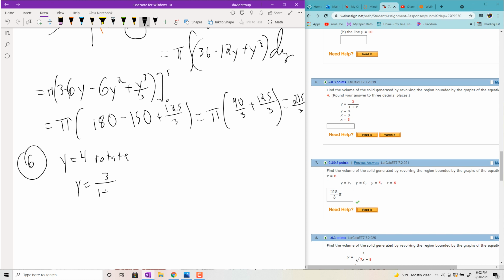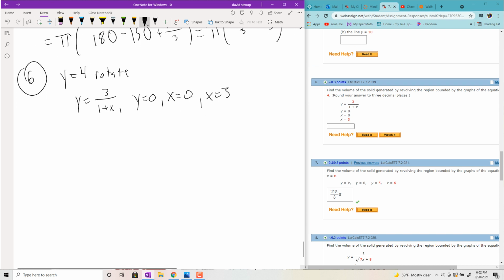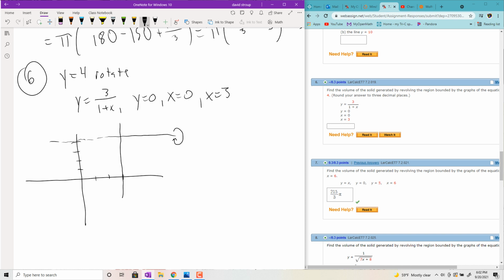The curves are y equals 3 over 1 plus x, y equals 0, x equals 0, x equals 3. Let's see what the picture is. 2, 3, 4 is our rotation line. 1, 2, 3, there's a vertical at 3. X equals 0 and y equals 0, that's the x and y axes. 3 all over 1 plus x, so at 0 that will be 3. So you could literally just point plot that thing. At 3 it'll be 3/4, so it'll be right here. It'll probably be kind of shifted down like this. So it's this region we're rotating.